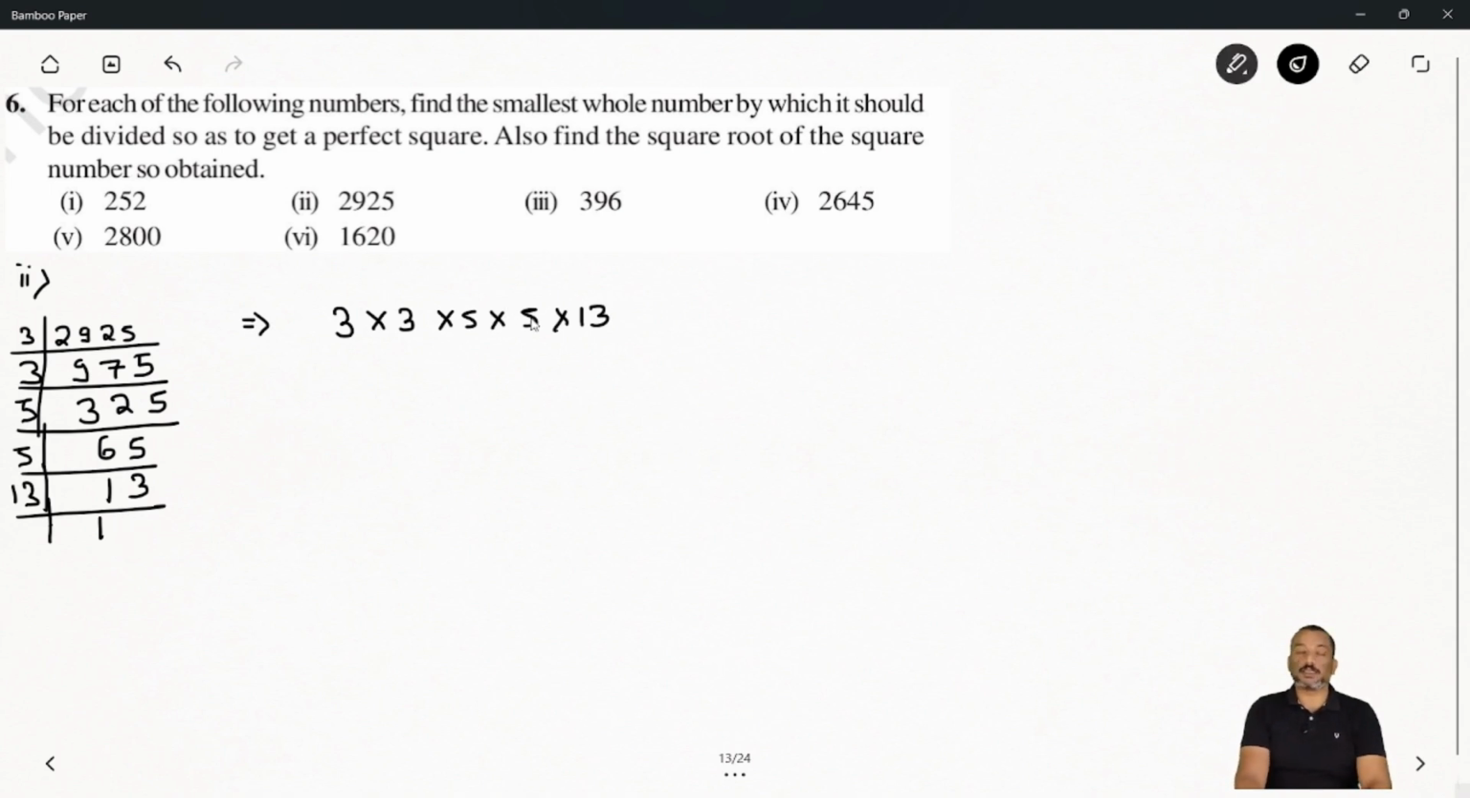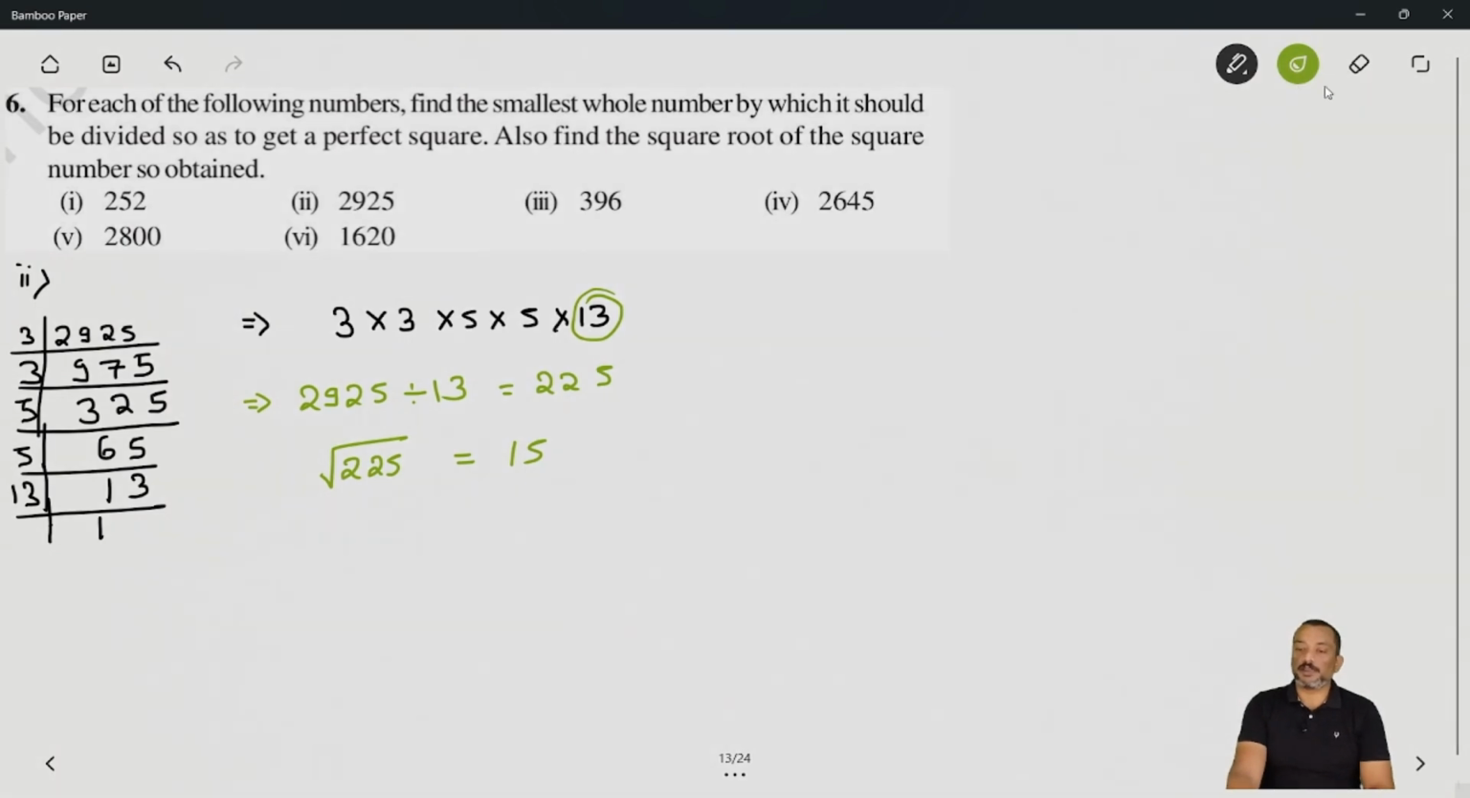Now, which number is unpaired? In this one, 13 is unpaired, so we divide 2925 by 13. After division, how much will you get? You will get 225. Which means 225 is a perfect square of which number? It is 15. Hope it's clear. In the same way, we divide by the unpaired number.